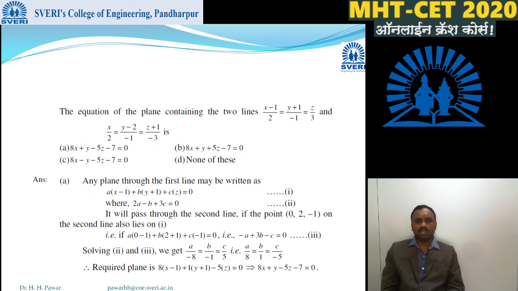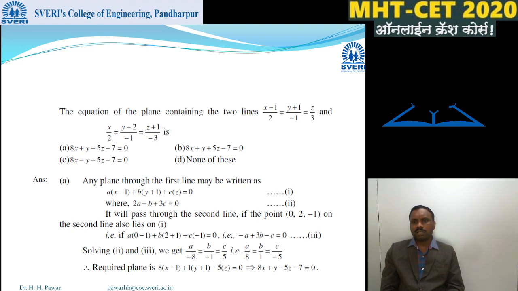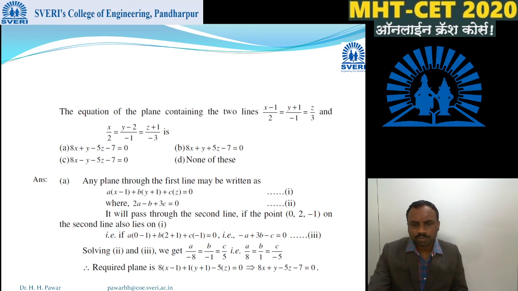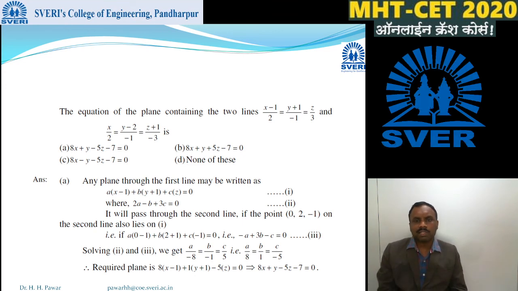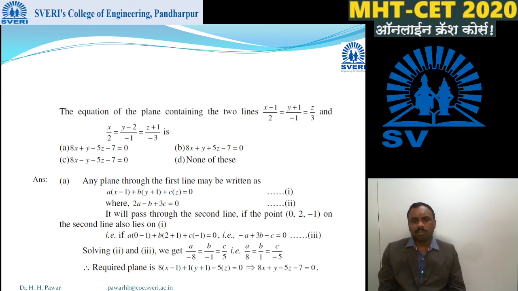Next, the equation of the plane containing the two lines (x minus 1)/2, (y plus 1)/(minus 1), z/3 and x/2, (y minus 2)/(minus 1), (z plus 1)/(minus 3) is: now consider any plane passing through the first line, a(x minus 1) plus b(y plus 1) plus c z equal to 0.